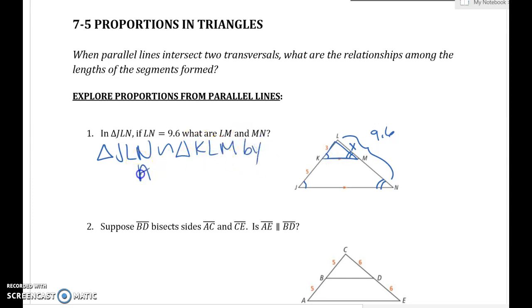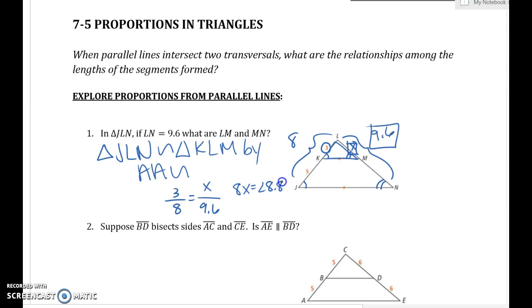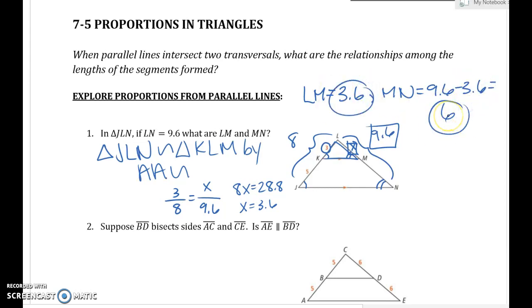by angle-angle similarity. So because of that, we know that basically 3 over that total, which is 8, is equal to X over the total of 9.6. If we cross multiply, we get 8X equals 28.8. So X is 3.6. So because of that, LM, which is X, is 3.6. MN is 9.6 minus 3.6, which is 6. So 3.6 and 6.